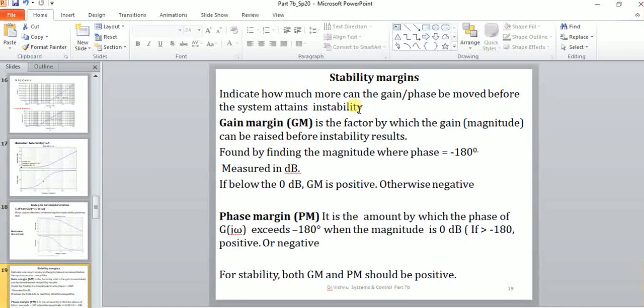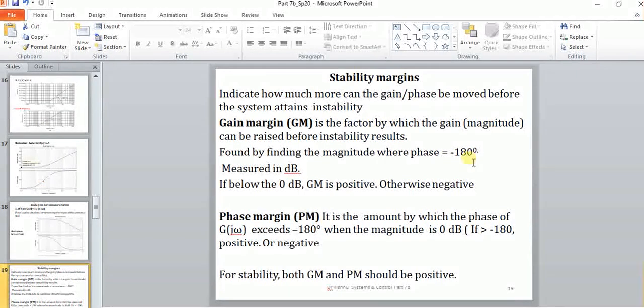There are two margins which we are discussing. One is called gain margin and another is called phase margin. Now, gain margin is the factor by which the gain can be raised before instability results. We know this. If we keep increasing the gain, at one point the system will become unstable. Now, by how much you can increase this gain before you get instability, that is called gain margin. This is found by finding the gain where the phase is minus 180 degrees.